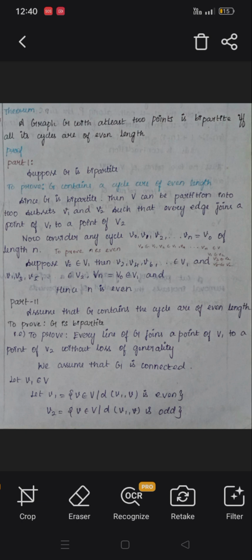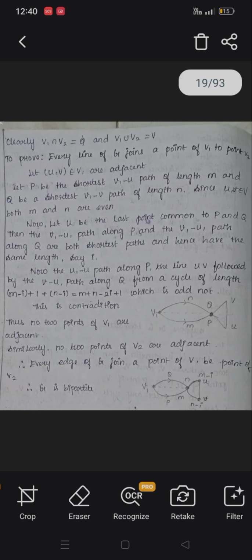V2 equals the set of V belonging to capital V such that d(V1, V) is odd. Clearly, V1 intersection V2 is null and V1 union V2 is V. To prove every line of G joins a point of V1 to a point of V2. Let U, V belonging to V1 be adjacent. Let P be a shortest V1-U path of length m and Q be a shortest V1-V path of length n. Since U and V belong to V1, both m and n are even.